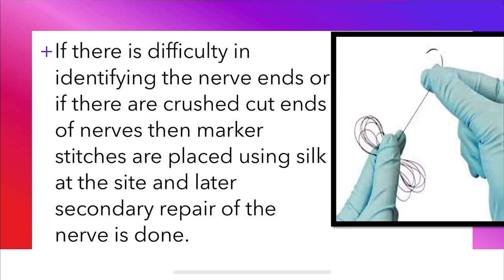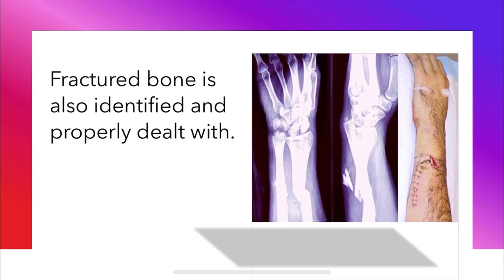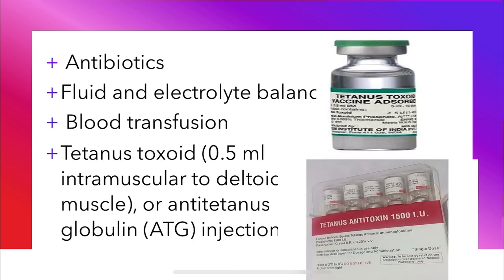So we spoke about the silk sutures. These silk sutures will give strength and smoothen the surface. It will provide an easy passage to the tissues. Then you can give a good secondary repair. Fractured bone is also identified and properly dealt with.